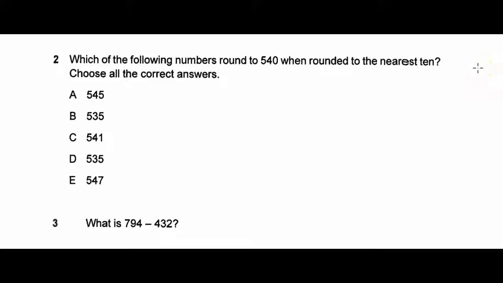And here it says, which of the following numbers rounds to 550 when rounded to the nearest 10? So you have to round each one of these numbers to the nearest 10, and you have to select all of the correct answers, not just one. When you round it to the nearest 10, if it's 550, then go ahead and circle that answer. There's more than one. I actually see 3 answers that, when you round to the nearest 10, you get 550.